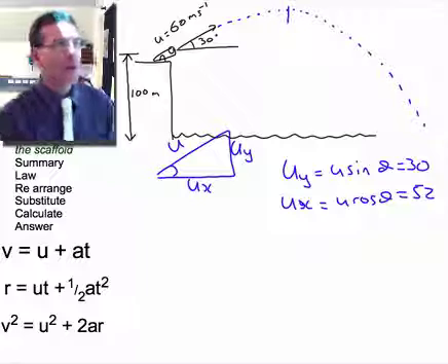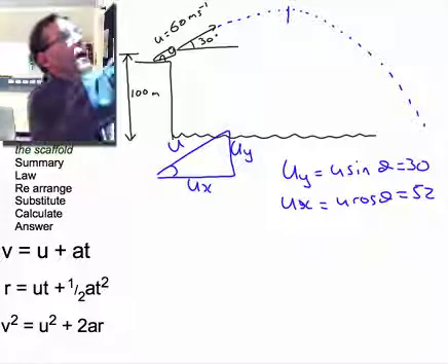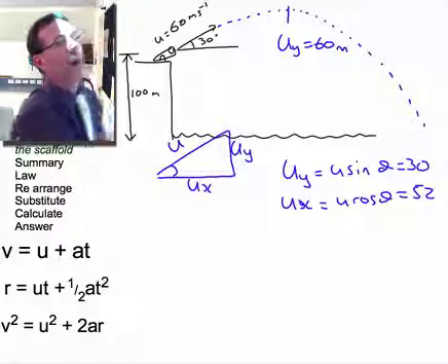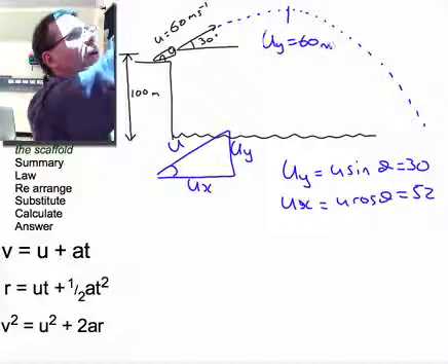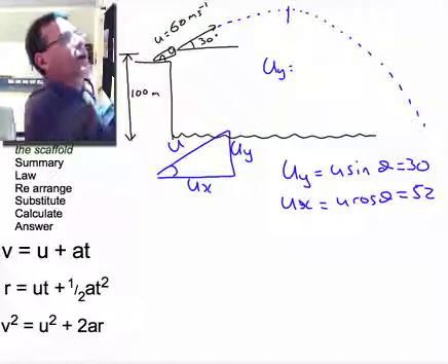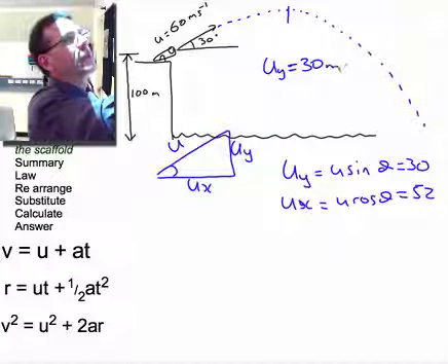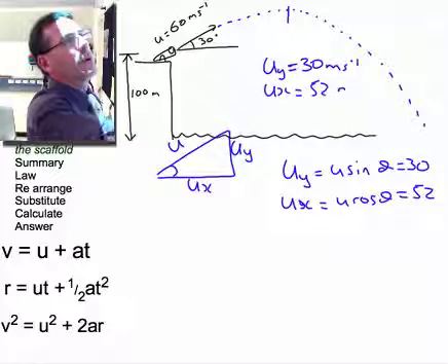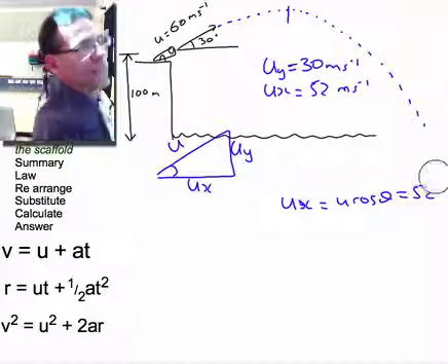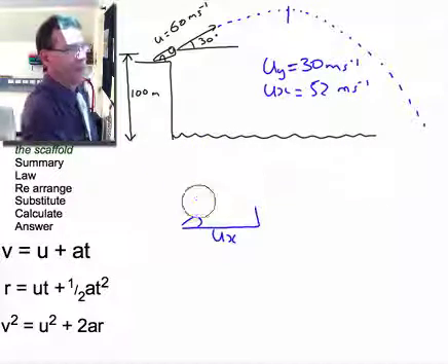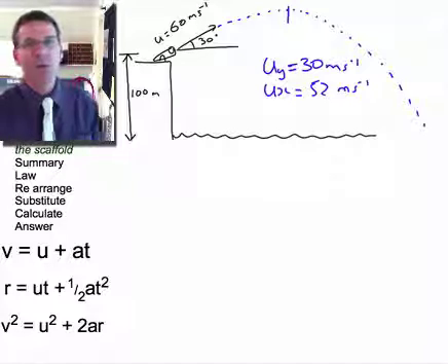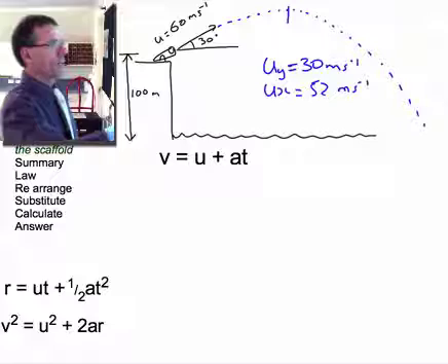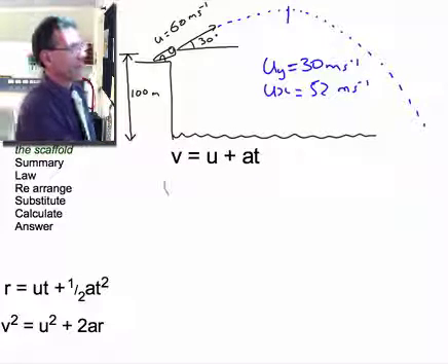Okay, so now we've got our initial velocities. Our uy equals 30 meters per second, and our ux is 52 meters per second. Okay, so now we've done that, we've calculated what our ux and our uy is. Let's think about purely and simply the uy component. So again, time to the top of flight, we've done this many, many times now.